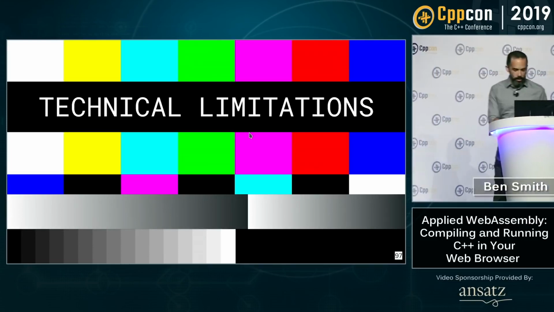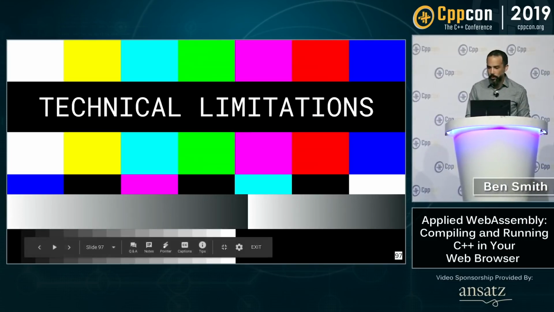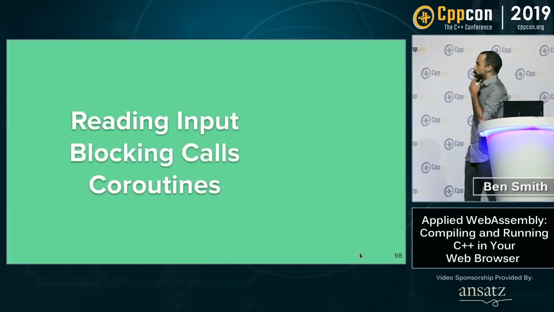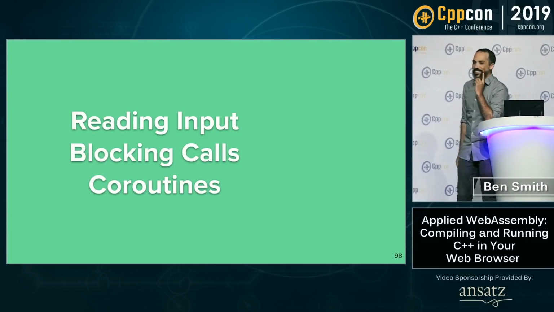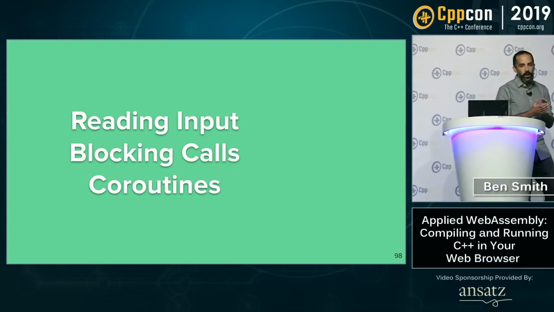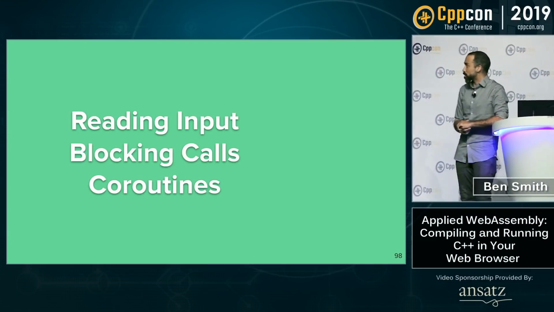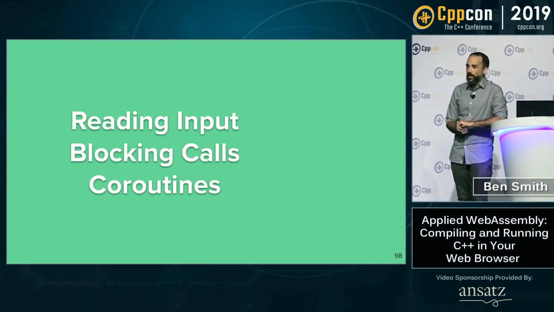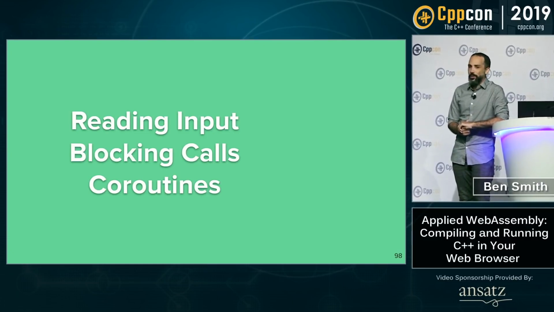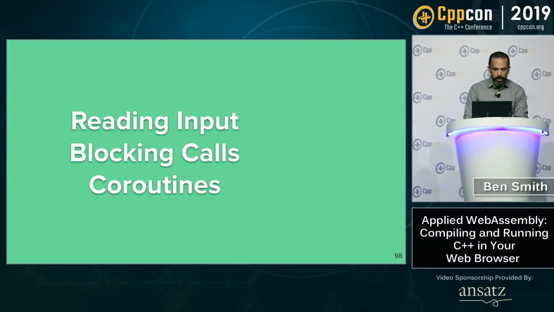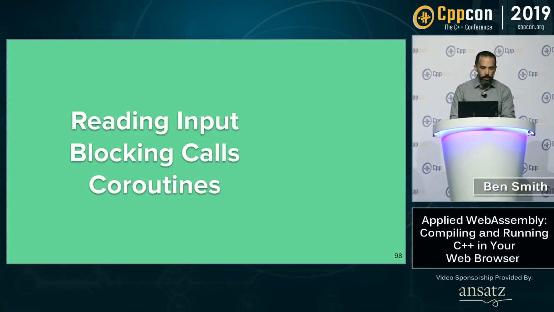So, technical limitations of this prototype. First off, reading input, blocking calls, coroutines. One of the problems with running on the web is that the web doesn't want to block, right? Everything is asynchronous. And so if you try and do something like cin or reading from the network or anything like that where you need to block, it's just not going to work. There is a way to do this by transforming your code.